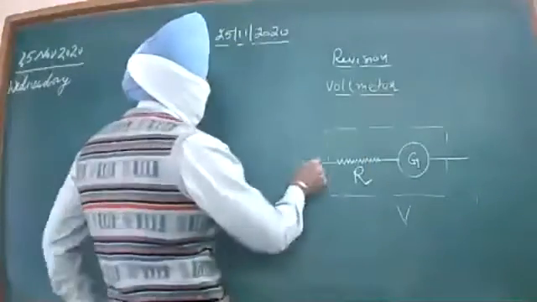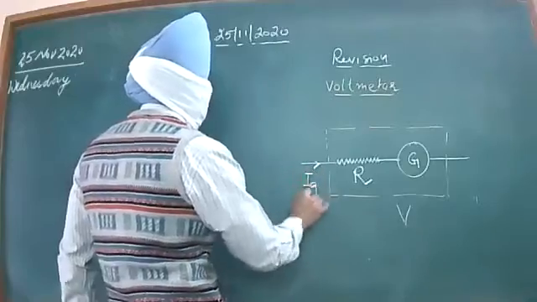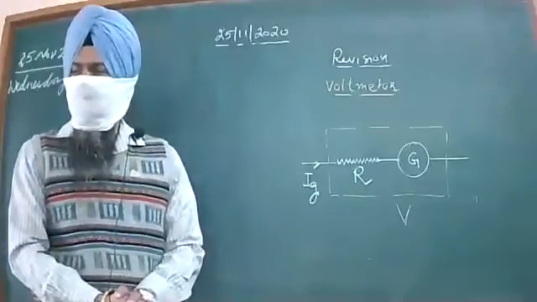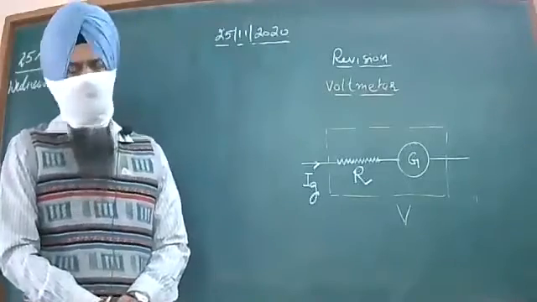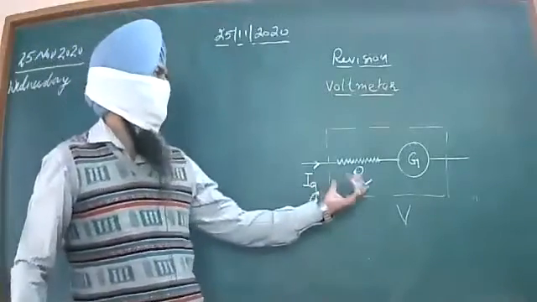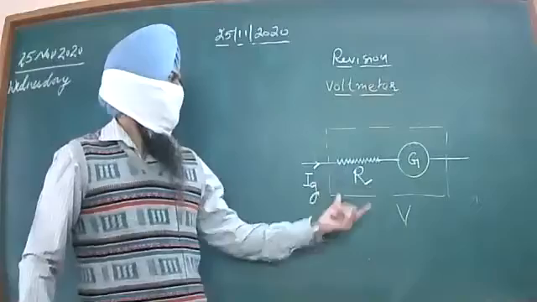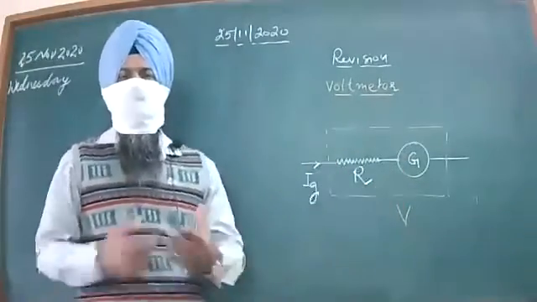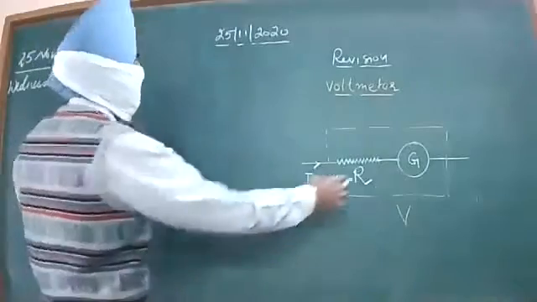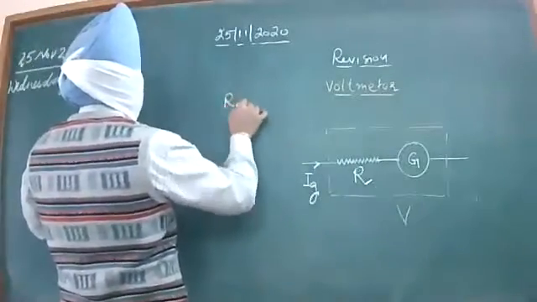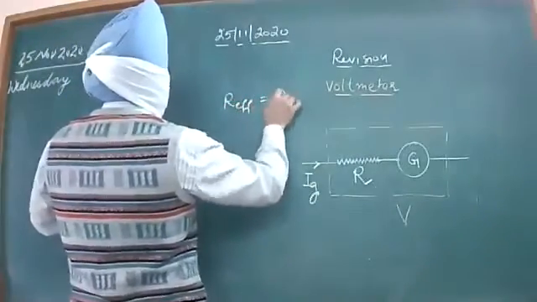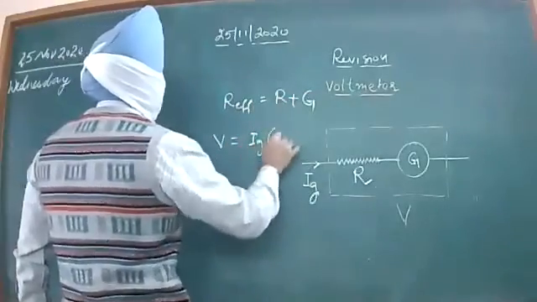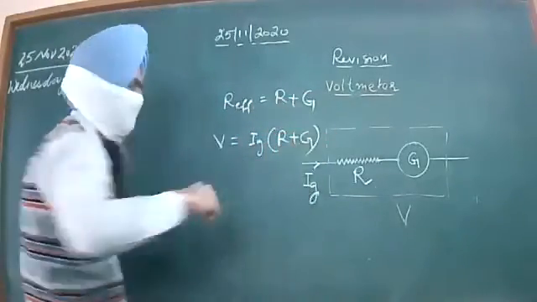Now, dear children, imagine that this is the current Ig, the galvanometer current flowing through the galvanometer branch. Furthermore, the potential difference V across this whole setup will be equal to I into R. And R in this case, the effective resistance of this combination, is R plus G, and V will be equal to Ig into R plus G.